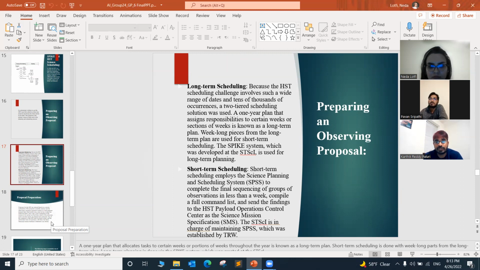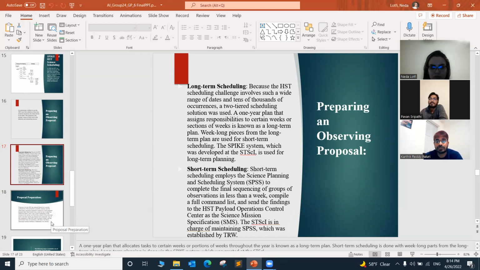Long-term scheduling. Because the HST scheduling challenges involve such a wide range of dates and tens of thousands of observations, a two-tiered scheduling solution was used. A one-year plan that assigns observations to certain weeks or sections of weeks is known as a long-term plan. Week-long pieces of the long-term plan are used for short-term scheduling. The Spike system, which was developed at the STScI, is used for long-term planning.